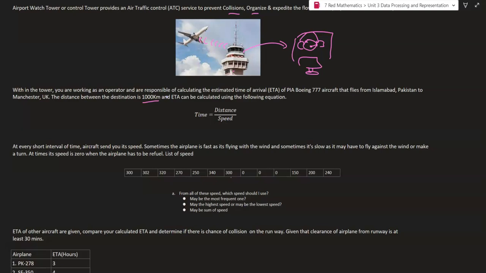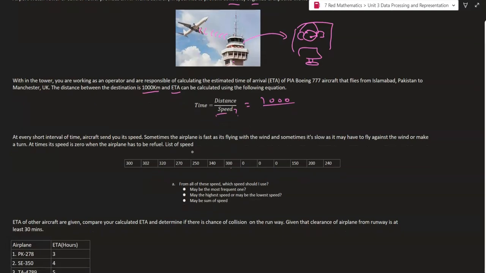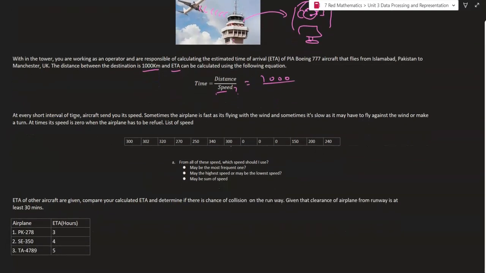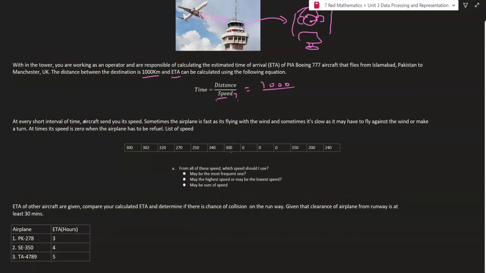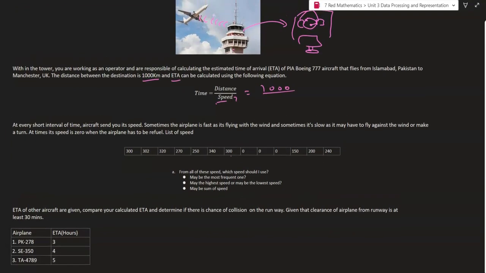Now, what you have to do is calculate the ETA. You know that distance is 1,000 kilometers. And what about speed? We don't know the speed. So coming on to the next part, it says that every short interval of time, the aircraft sends you its speed. So the aircraft is also sending you signals about its speed.